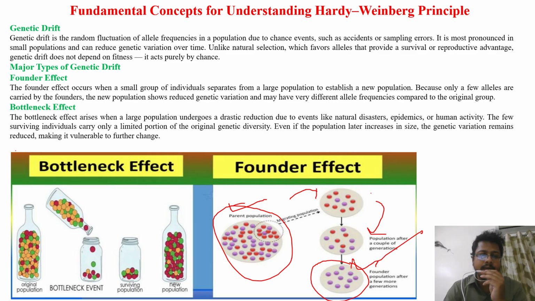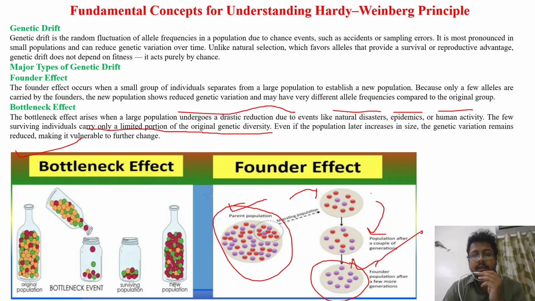Another type of genetic drift is the bottleneck effect. The bottleneck effect arises when a large population undergoes a drastic reduction due to natural events like disasters, epidemics, or human activity, and the surviving individuals carry only a limited portion of the original genetic diversity. Of course, the natural disaster occurs purely due to chance, and the genes that remain are there purely due to chance, not due to their natural selection or survival, which gives them a survival or reproductive advantage.